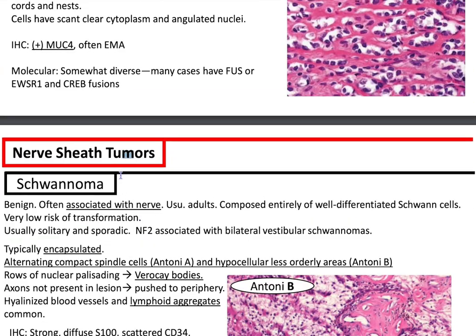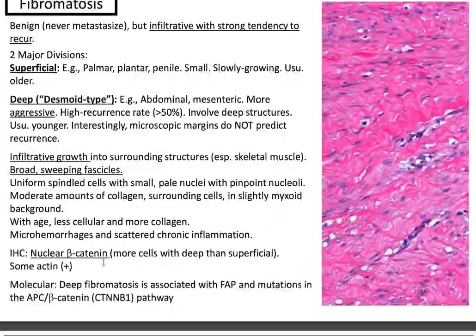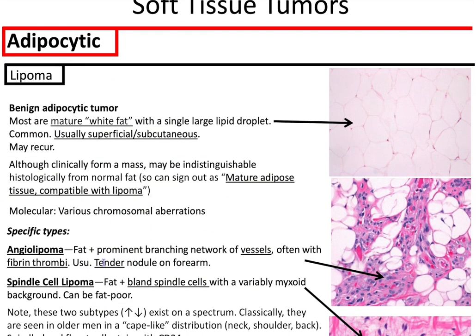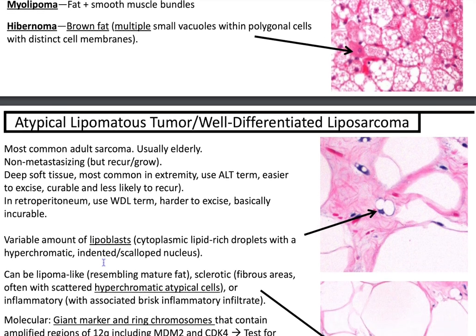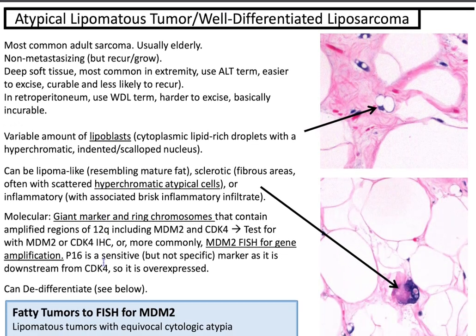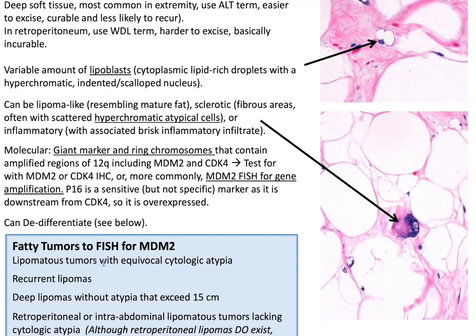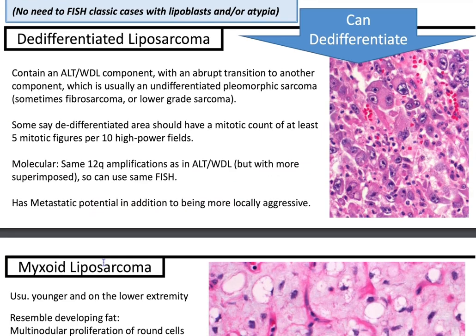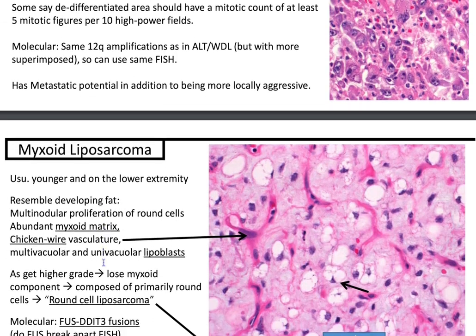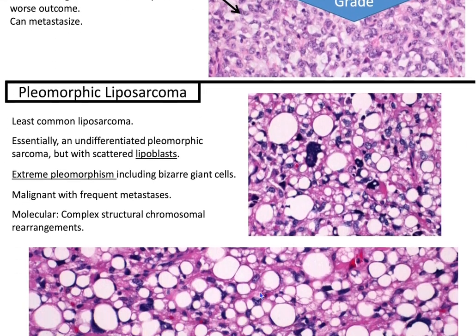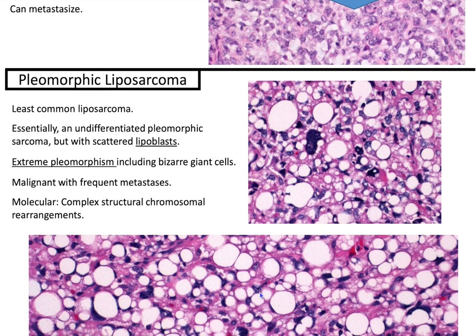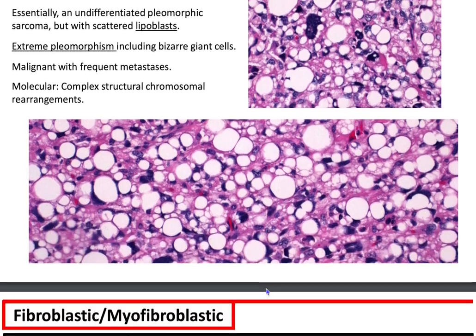All right, just to review, before we go to nerve sheath tumors, we talked about adipocytic tumors, lipomas. You can have specific types of lipomas. We talked about atypical lipomatous tumors, well-differentiated liposarcoma. This has an MDM2 or CDK4 amplification at 12q. These can undergo dedifferentiation to dedifferentiated liposarcoma. Myxoid liposarcoma, we talked about the 12;16 FUS-DDIT3, and if there's less myxoid and more kind of cellular areas with round cells, it's higher grade. Pleomorphic liposarcoma, it's like an undifferentiated pleomorphic sarcoma, but has scattered lipoblasts.